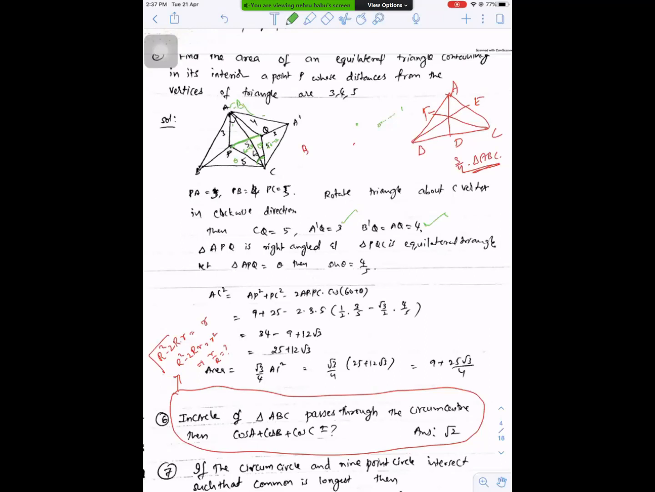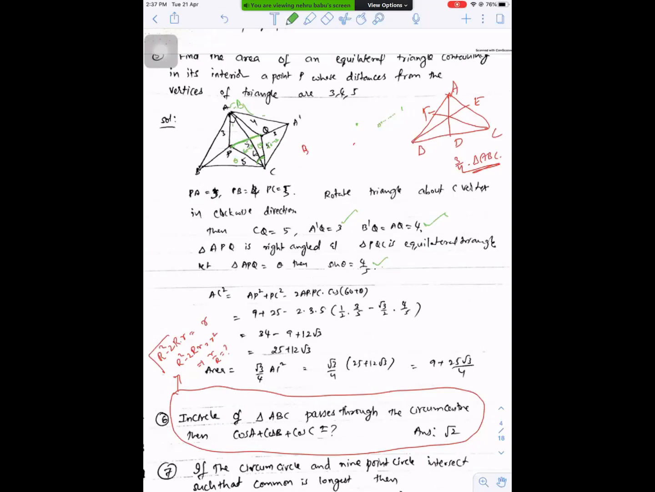Now here, if you assume angle APQ is theta, sin theta is 4 by 5. So the only unknown is theta, and the theta value is coming with the clue sin theta is 4 by 5. From that you can find the AC length. If you get the AC length, no doubt you can solve the problem.